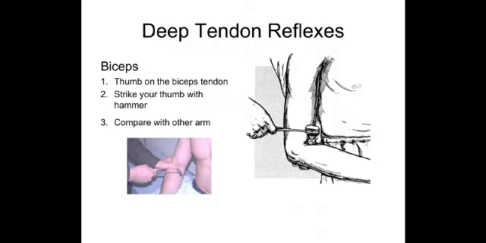Strike around 1 to 2 inches above the wrist over the styloid process. Observe the flexion at the elbow and supination of the forearm. This is the supinator jerk, with the same root value as biceps, which is C5, C6.